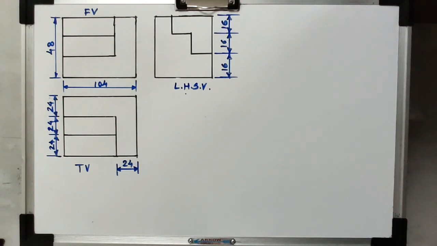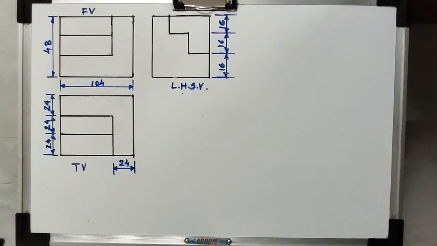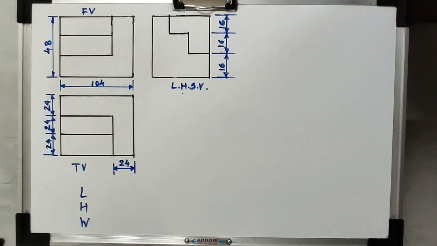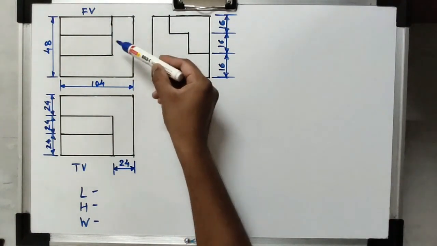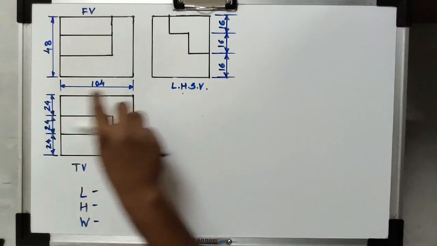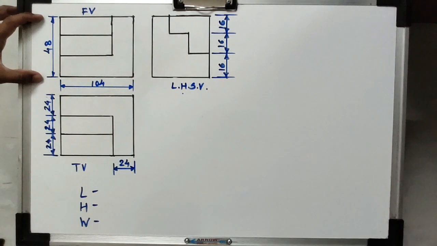Now the first step is, we have to observe the given pictorial views in a proper way and identify the total dimensions of the object. First of all we have to identify the length, height and width of the object. As per the basic information that all of you are aware of, from the front view we are able to identify two dimensions, the length and the height. The length of the object is 104 and the height is 48.